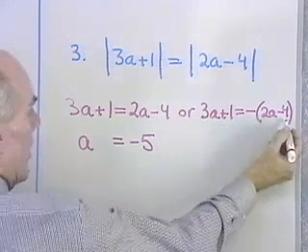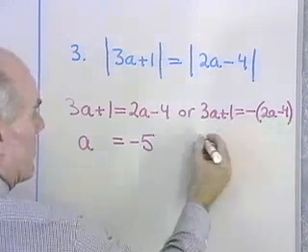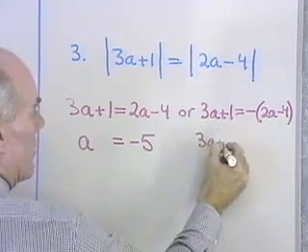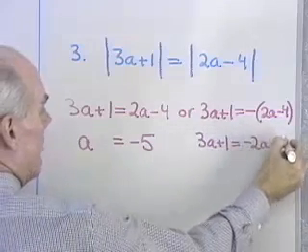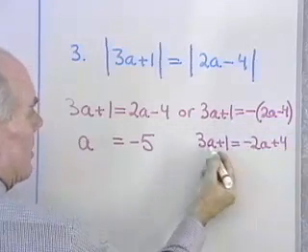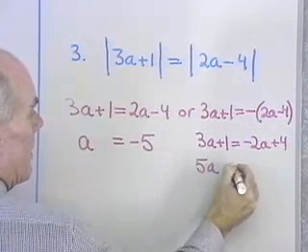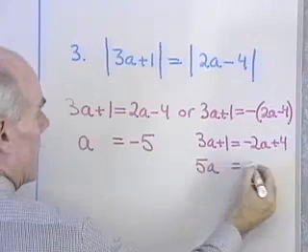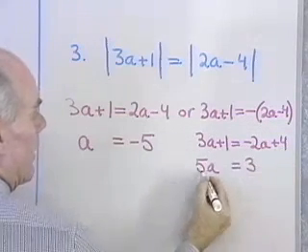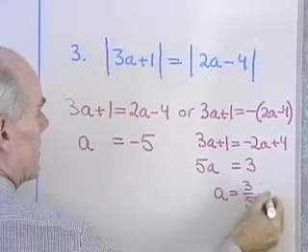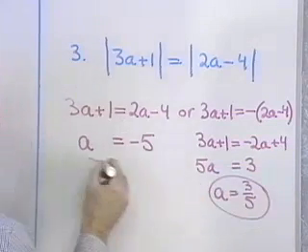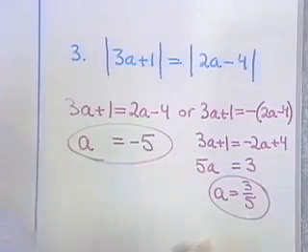Over here, I'll have to remove these absolute value symbols to begin with, so I have 3a plus 1 is equal to negative 2a plus 4. Now I'll add 2a to both sides and get 5a, and I'll add negative 1 to both sides and get 3. Divide both sides by 5, a is equal to 3/5. So I have two solutions. a is equal to negative 5, and a is equal to 3/5.